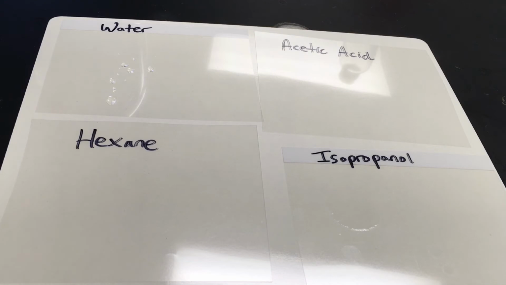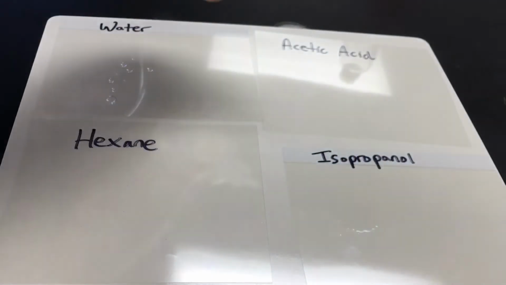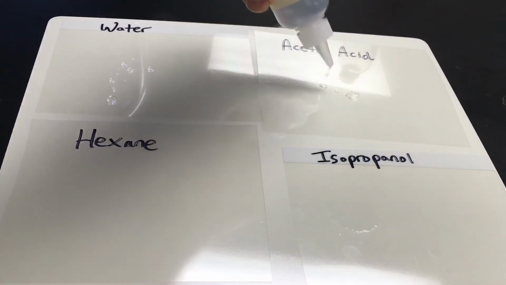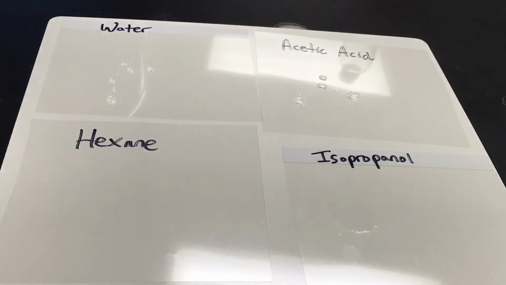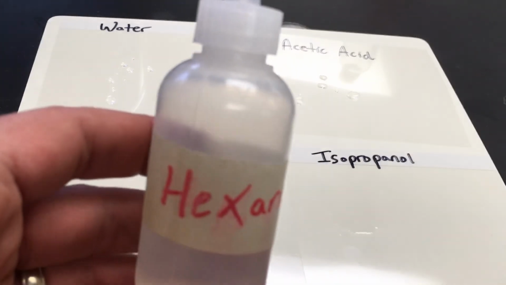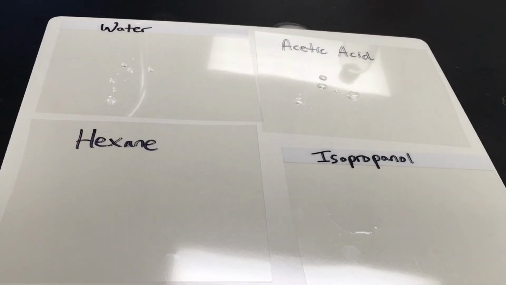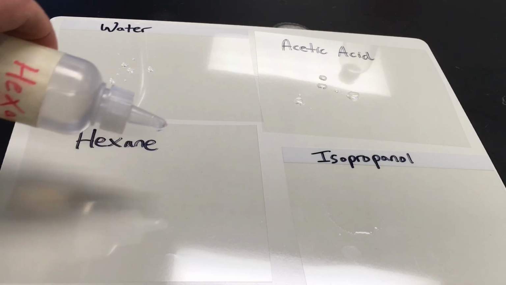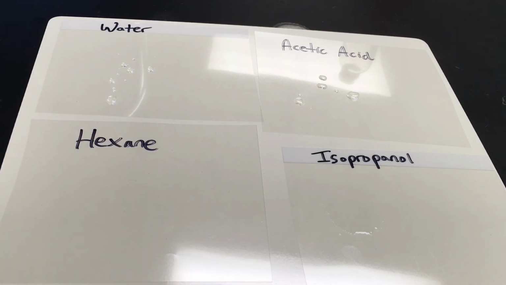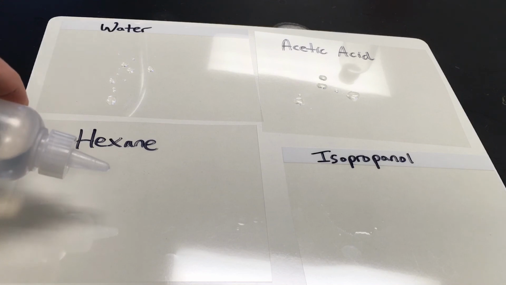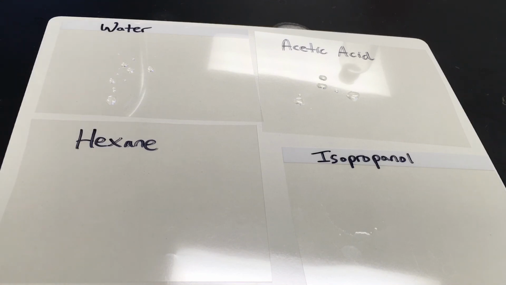All right, we've got acetic acid. Put a couple drops on here, and look at that, nice droplets, just like water. And then last but not least, we've got good old hexane. We're going to put some hexane on here, and look at that, you can hardly see it, it's just a big puddle. Look, it's a puddle. So that's station 3, record your data. We've got one more station left.